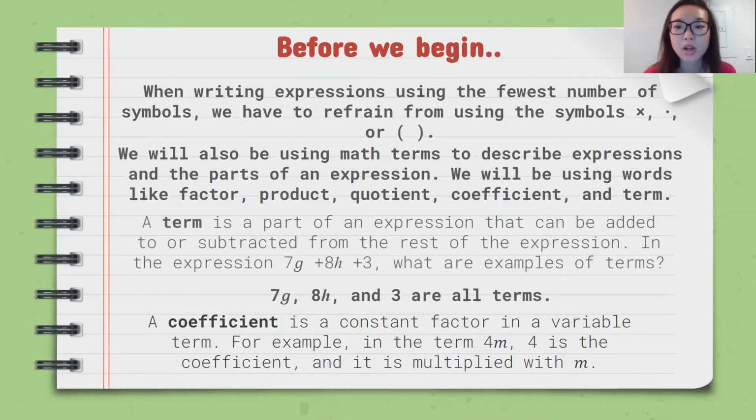So a term is a part of an expression that can be added to or subtracted from the rest of the expression. In the expression 7 times G plus 8 times H plus 3, what are examples of terms? So 7G, 8H, and 3 are all the terms. And then the coefficient is the constant factor in a variable term. For example, in the term 4m, the 4 is the coefficient. So the number is the coefficient, and it's being multiplied by the letter or the variable.